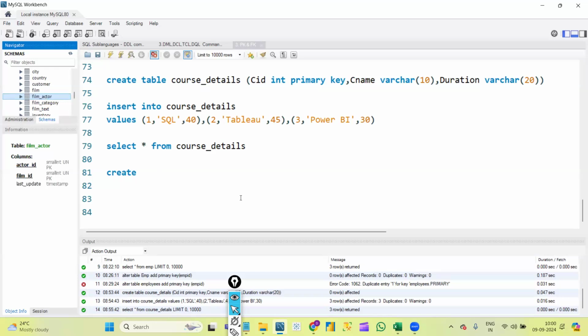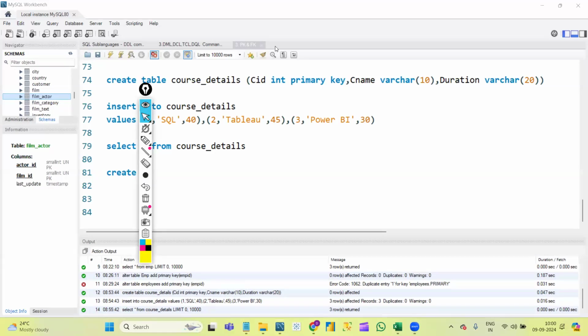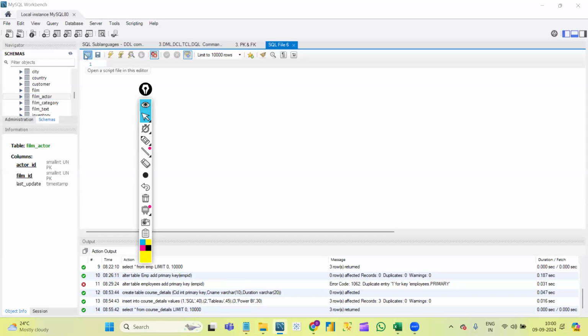Once you finish this course with this kind of real-time database, whatever database you may use in your real time, you can really work, you can apply the concepts there very easily. Let me show you one more thing.